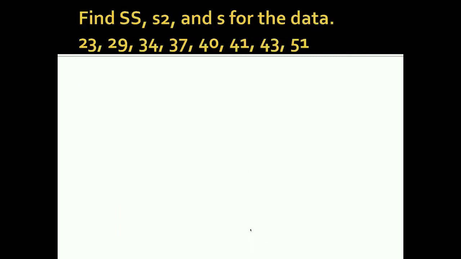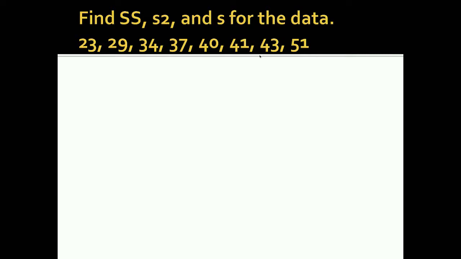So let's go ahead and do an example of this. It says find the sum of squares. That capital S means the sum of squares. S squared, so I typed that incorrectly. That's supposed to be S squared, so that's looking for the variance, and then S, the standard deviation for this data. Now this data is apparently a sample because we're using S squared and S as opposed to sigma. Now they kindly put these in order from smallest to largest, which doesn't have to happen, but it's helpful.